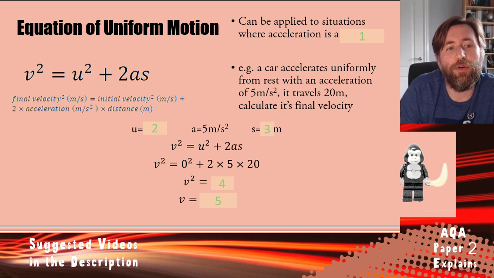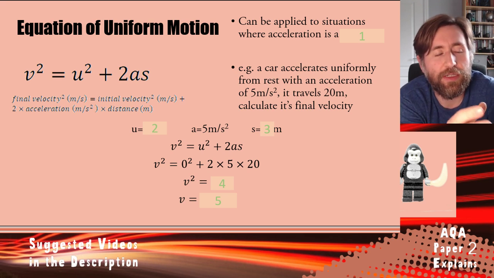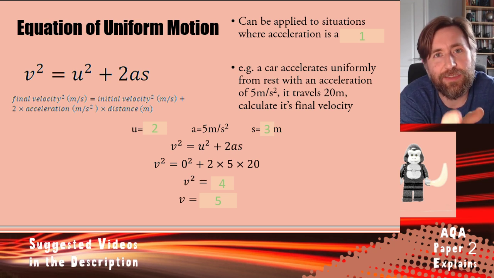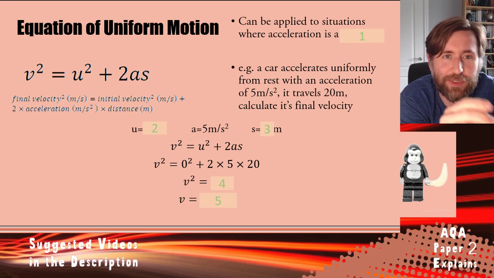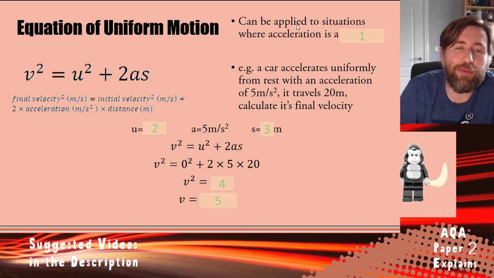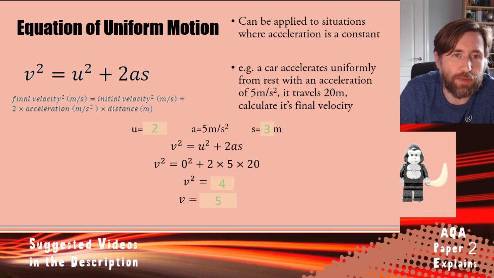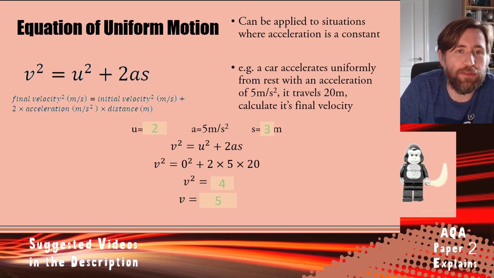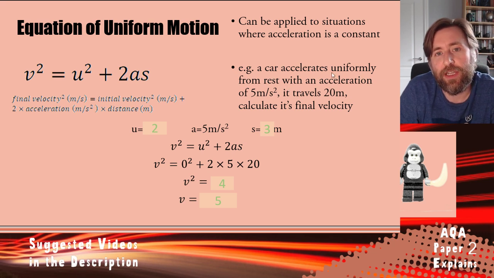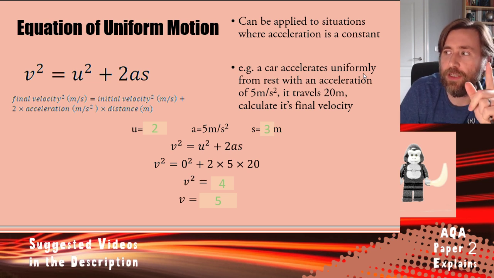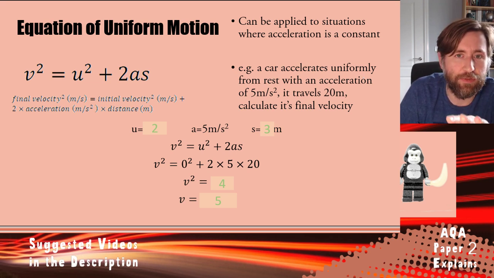Okay, the equation of uniform motion that you need to apply is v squared equals u squared plus 2as, or often it's written as v squared minus u squared equals 2as, which is just the exact same thing. v is final velocity, u is initial velocity, a is acceleration, and distance is s because it means space, and we just don't use d. It can be applied to situations where acceleration is constant, so it only works where acceleration doesn't change. So there's a constant resultant force on something, for example, a car accelerates uniformly from rest. If you see the word uniformly, accelerates uniformly, or constant acceleration, then think to yourself, I can apply that equation of motion. And you get given it, you don't have to memorize it.